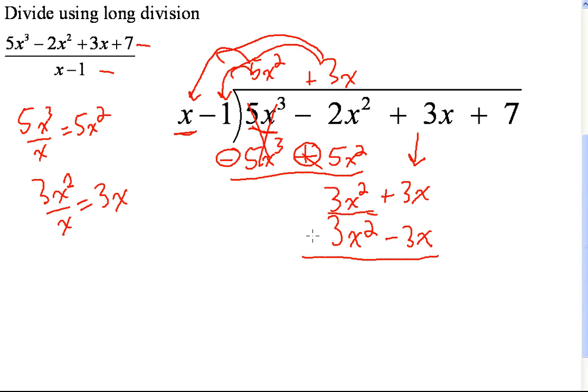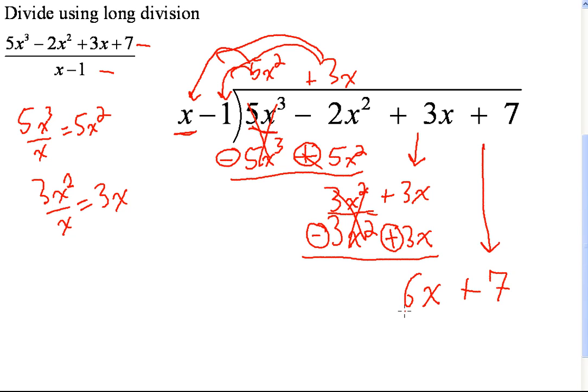Now we got to change the sign. Positive becomes negative. Negative becomes positive. These cancel out. Good. That's what we planned. 3x plus 3x is 6x. And we drop the 7. So this is going to be the last time we have to do this because there's nothing left to drop.